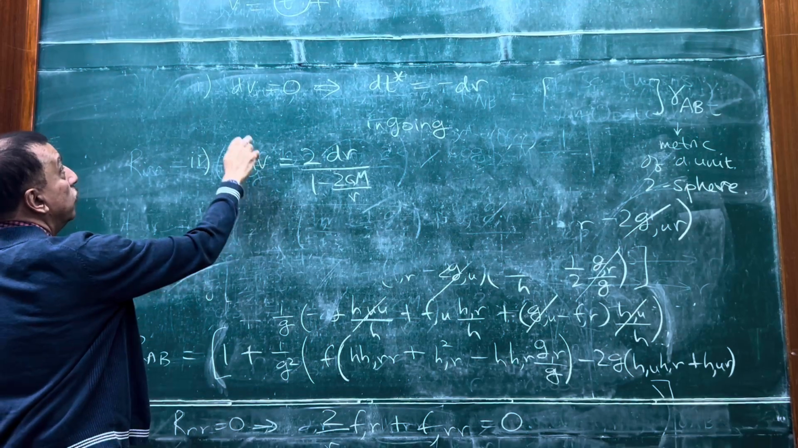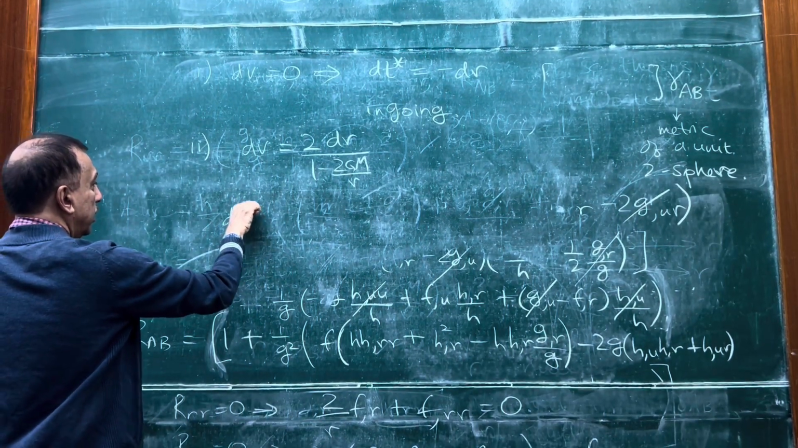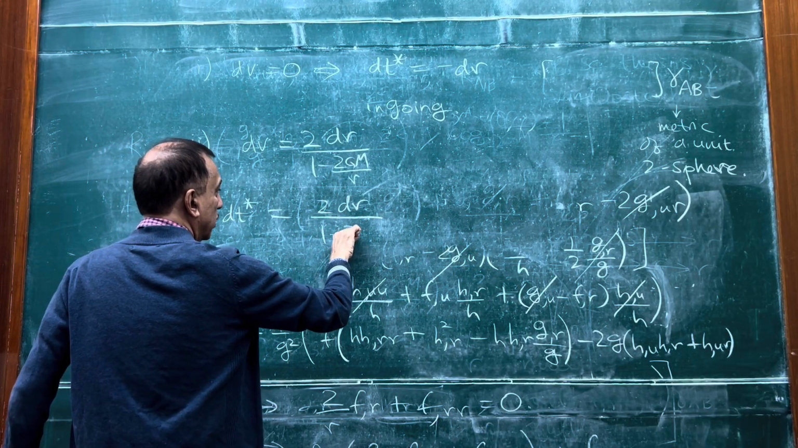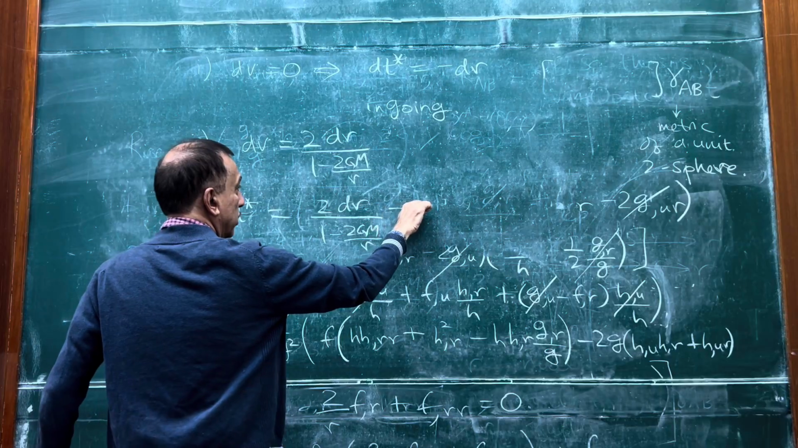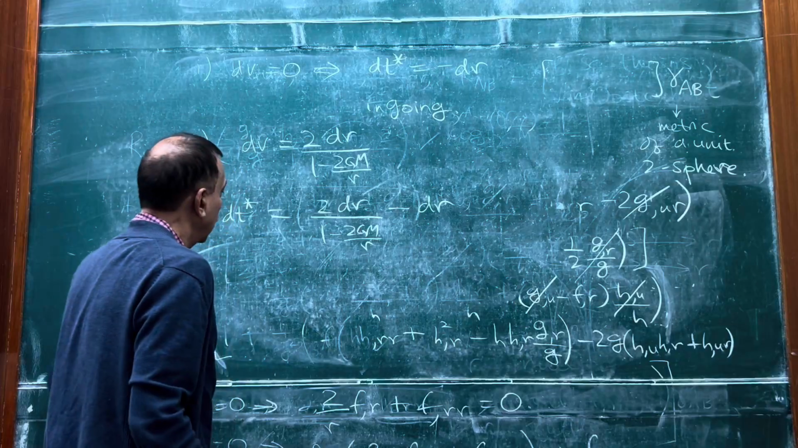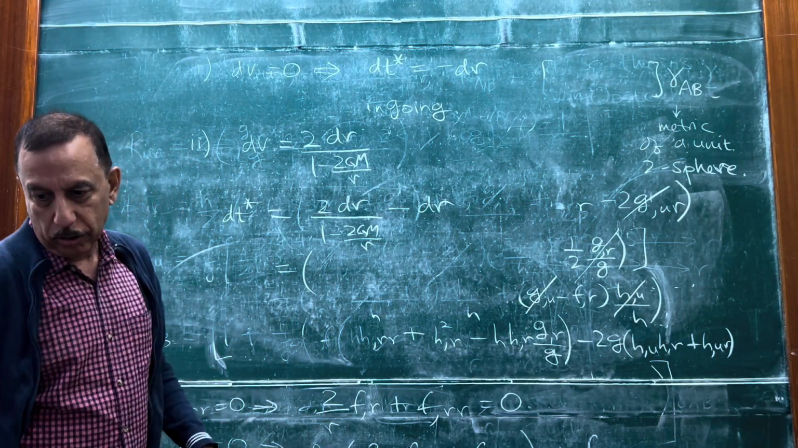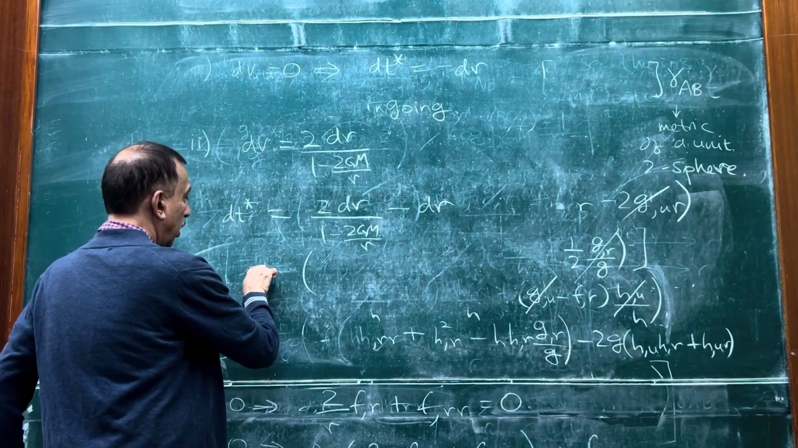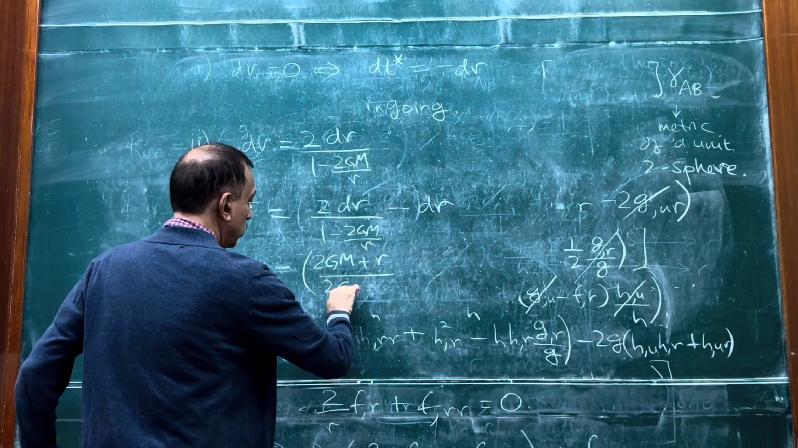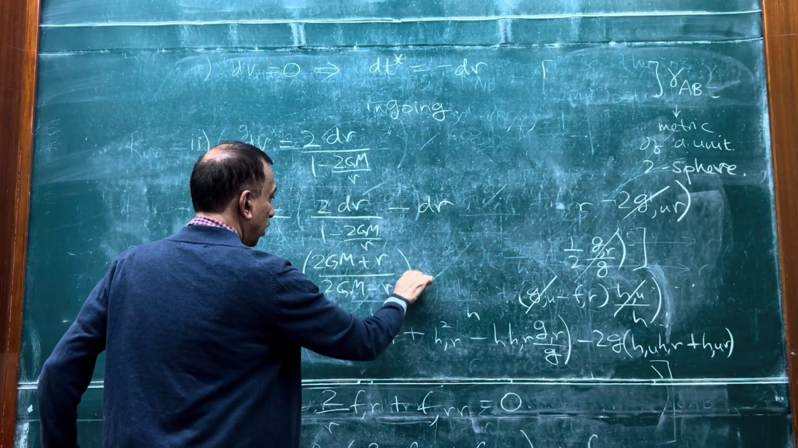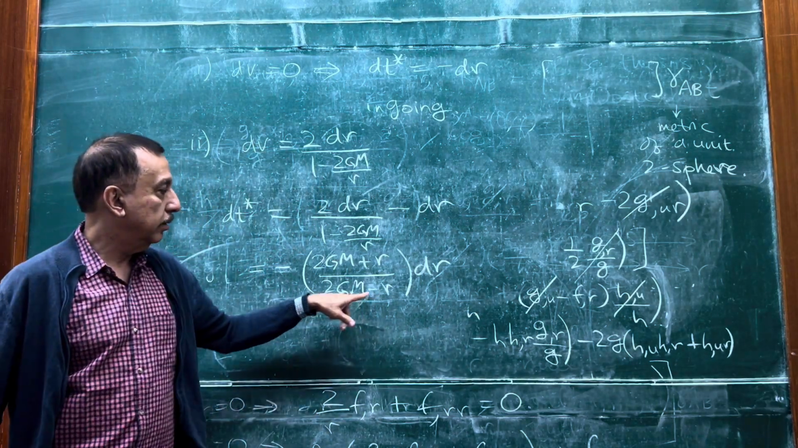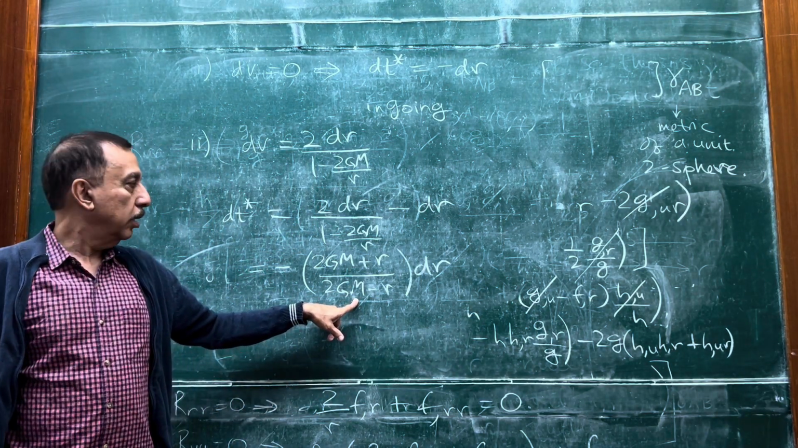So now we insert V as T star plus R, and we find dt star is this quantity 2 dr upon 1 minus 2 gm by R minus dr. And this is equal to minus of 2 gm plus R over 2 gm minus R dr. Remember, now we are at R less than 2 gm.